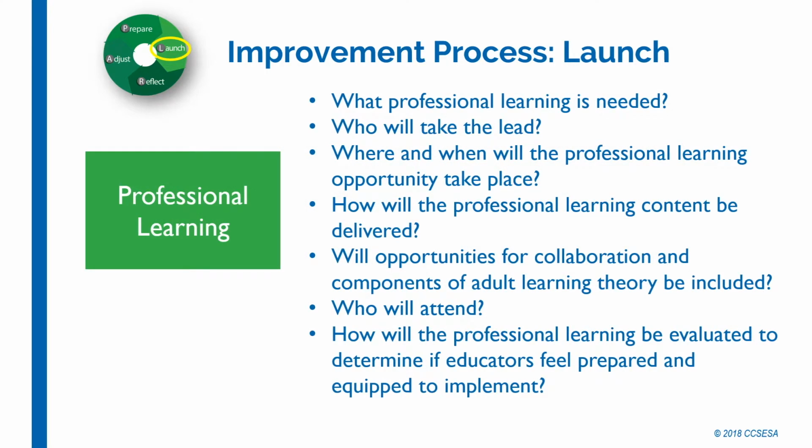An effective professional learning plan should include information on what professional learning is needed, who will take the lead, where and when will the professional learning opportunity take place, how will the professional learning content be delivered, will opportunities for collaboration and components of adult learning theory be included, who will attend, and how will the professional learning be evaluated to determine if educators feel prepared and equipped for implementation.